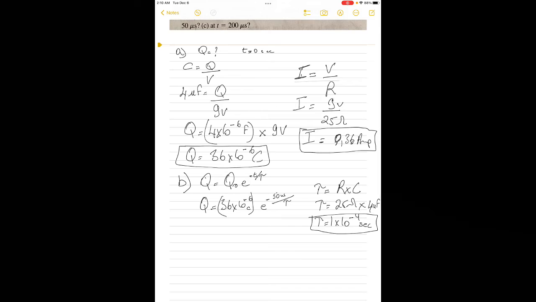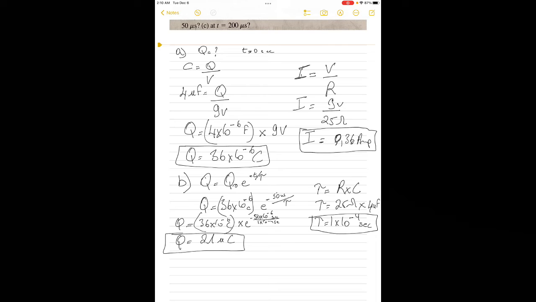Okay, so if we put it down again, it's going to be charge. The initial charge is 36 times 10 minus 6 coulomb multiplied by e to the power of minus 50 times 10 minus 6 second divided by 1 times 10 minus 4 seconds. And this charge is supposed to give us 21 microcoulomb.